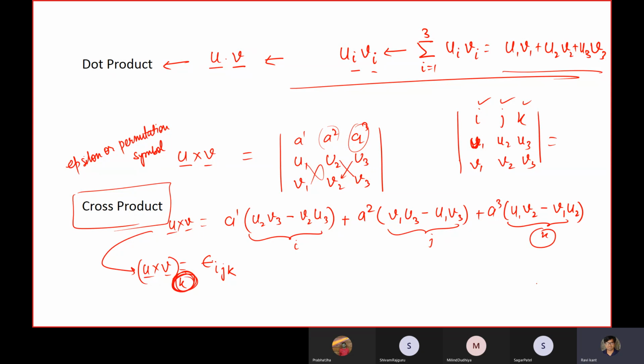I will take this epsilon symbol, epsilon ijk, and I will write ui times vj. Let's see how. When I do this, I am essentially referring to the kth component of the cross product. How will this come? Let's see. So epsilon. So this is my third component, right? So this is my third component. So ijk is 1, 2.